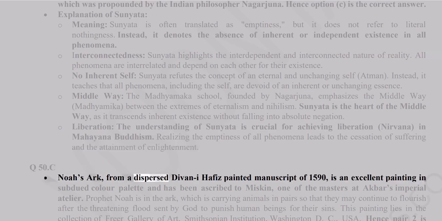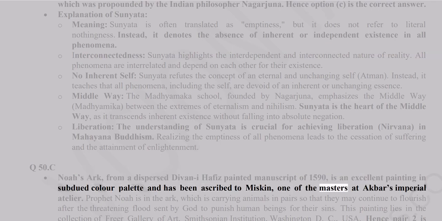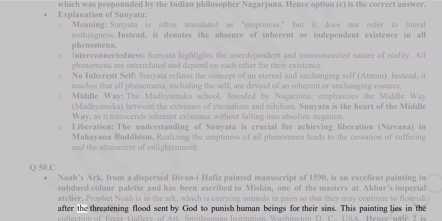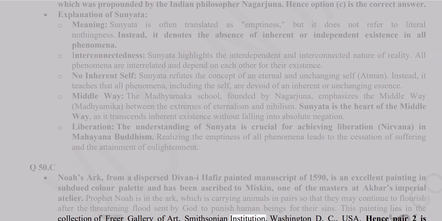Q50. C. Noah's Ark, from a dispersed Darab Hafiz painted manuscript of 1590, is an excellent painting in a subdued color palette, and has been ascribed to Miskin, one of the masters at Akbar's imperial atelier. Prophet Noah is in the ark, which is carrying animals in pairs so that they may continue to flourish after the threatening flood sent by God to punish human beings for their sins. This painting lies in the collection of Freer Gallery of Art, Smithsonian Institution, Washington, D.C., USA. Hence pair 2 is correctly matched.